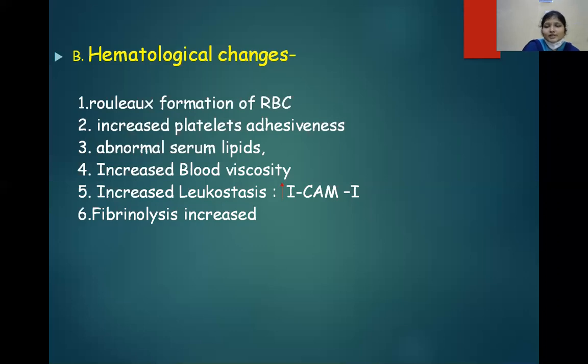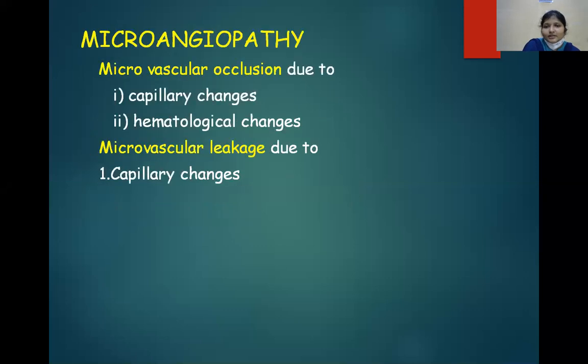And also there are abnormal serum lipids and increased leukostasis because of increased expression of ICAM-1, that is intercellular adhesion molecule 1. Because of this, there is leukostasis, meaning increased aggregation of the WBCs in the blood vessels. And also there is an increase in fibrinolysis. By both the cellular changes and hematological changes, hyperglycemia leads to microangiopathy. So microangiopathy means involvement of small blood vessels like precapillary arterioles, venules, and capillaries.